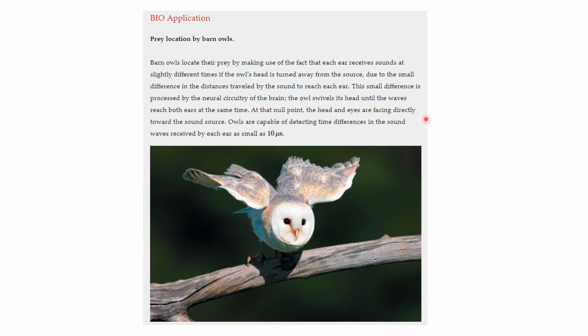At that null point, the head and eyes are facing directly towards the sound source. That's where the prey is. Owls are capable of detecting time differences in the sound waves received by the ears as small as 10 microseconds. Nature is really amazing.